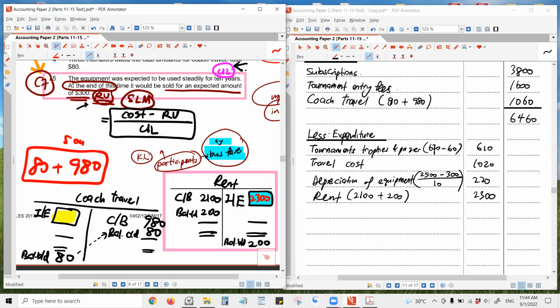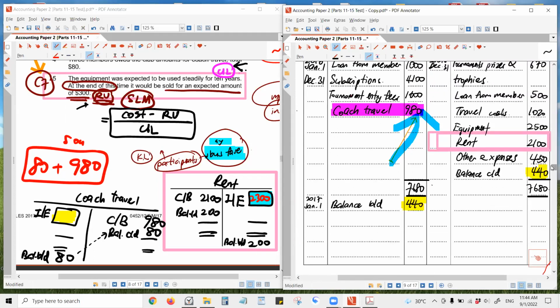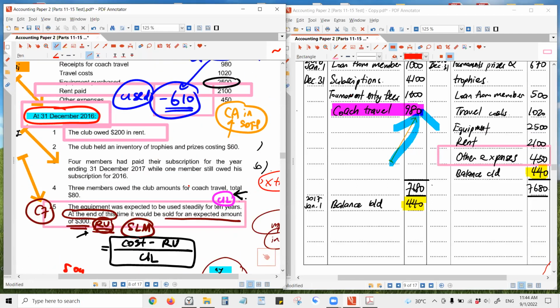Okay, we see the next one. See the receipt and payments account, the credit side. The last one, you have other expenses, 450. Before you pick up the other expenses, 450, you also check the question to see if there is any other number linked to these other expenses.